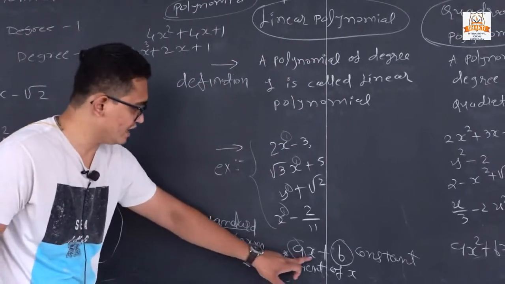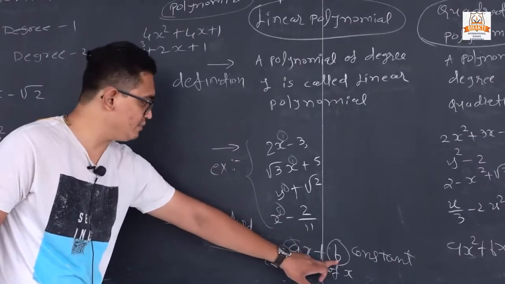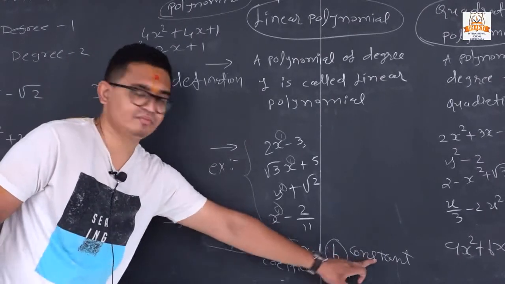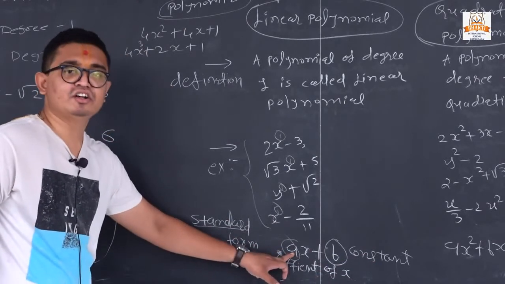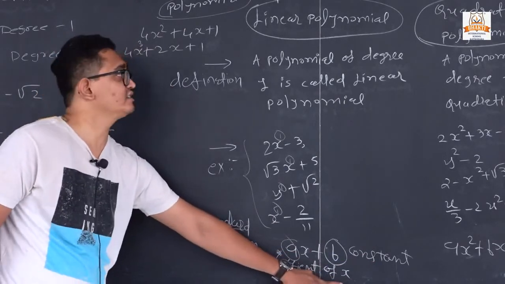What is its standard form? ax plus b. b is a constant term, and a is the coefficient of x.